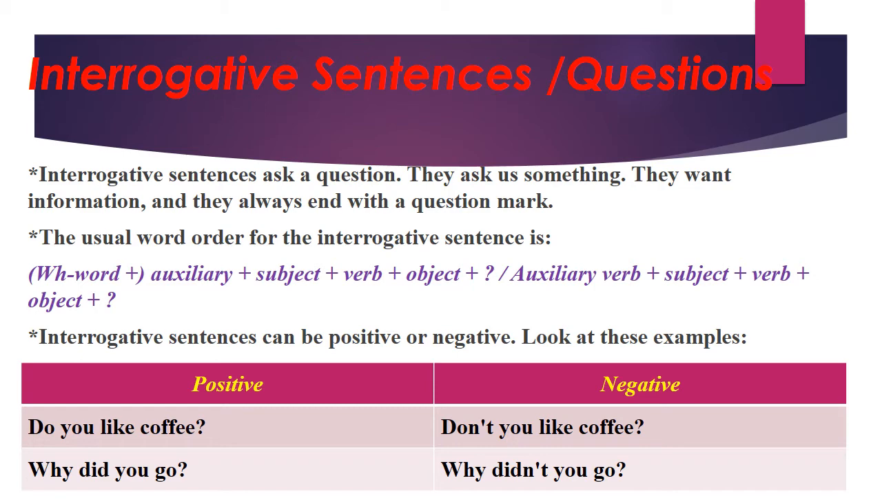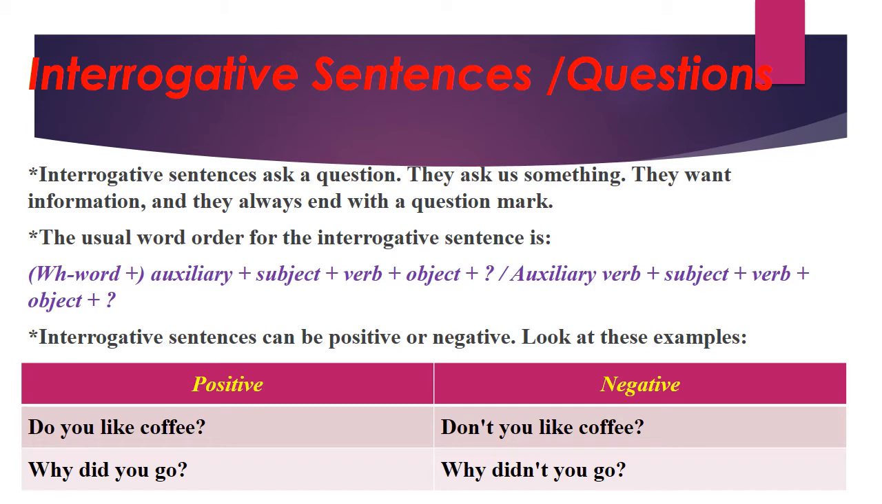These two types of questions have word order in slightly different ways. First one is questions with the question words. So WH word plus auxiliary verb plus subject plus verb plus object plus question mark. So that is the basic structure of an interrogative sentence.